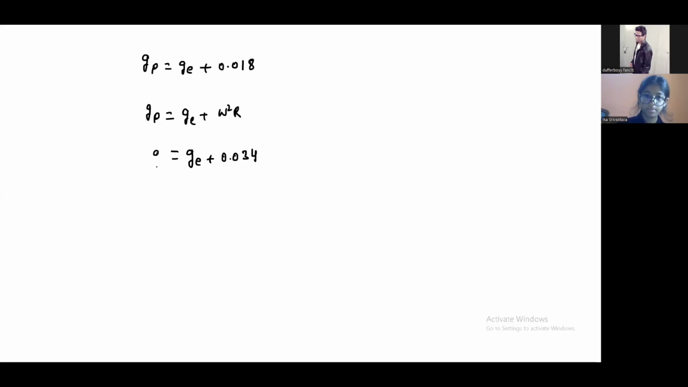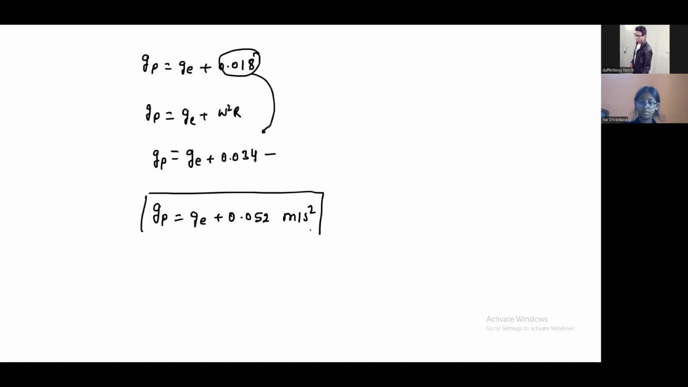0.034. So if we add both equations, adding this value to that value, then we get the original value of Gp equal to Ge plus 0.052 meter per second square. The total variation of g from the pole to the equator is 0.052 meter per second square. Write down fast and then you have completed the theory part.